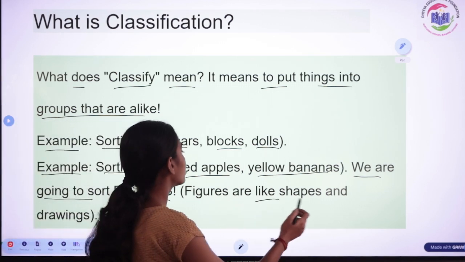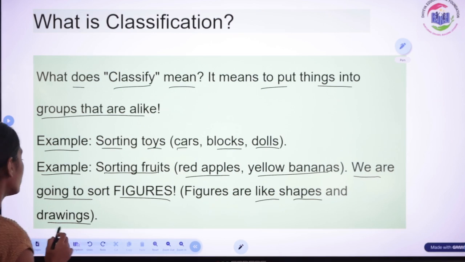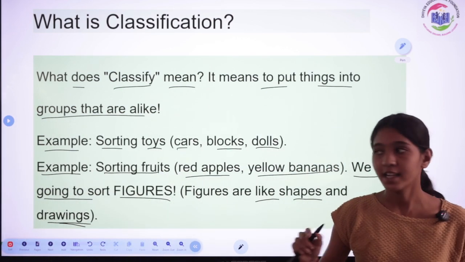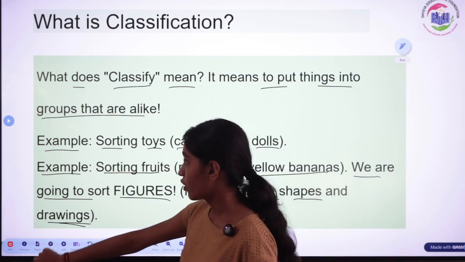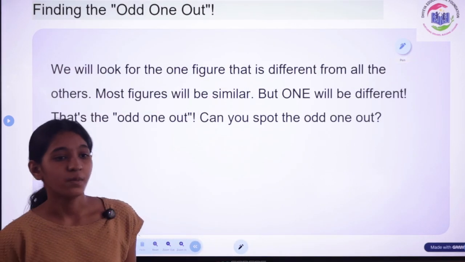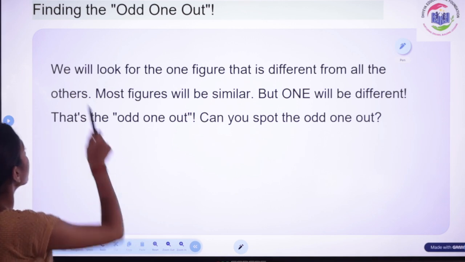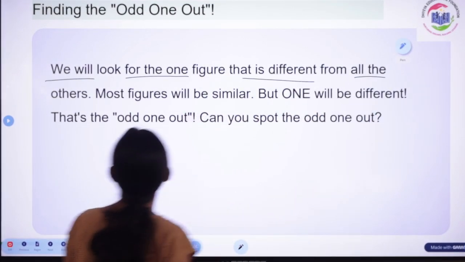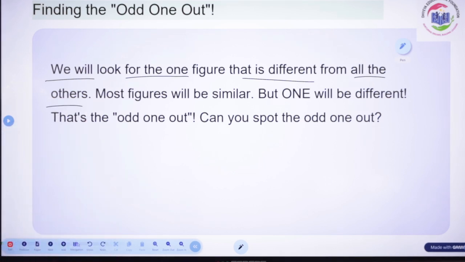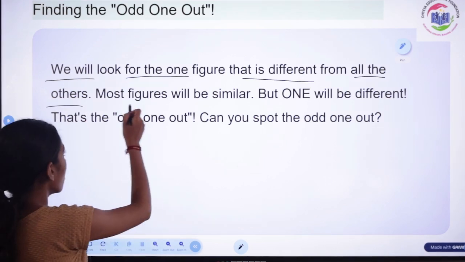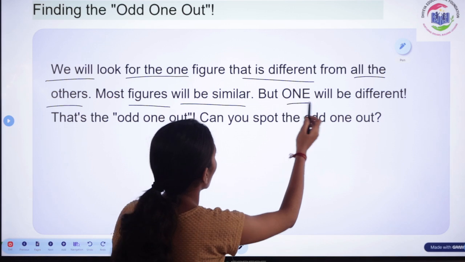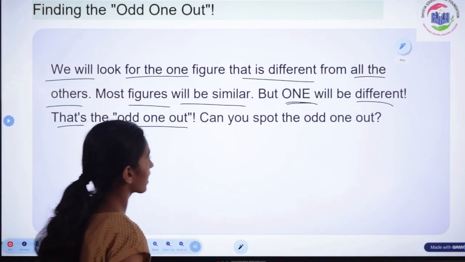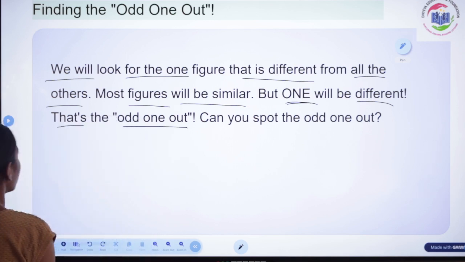Figures are like shapes and drawings, and the ones that look alike will be grouped together to find the odd one out, which is the one out of the group. We will look for the one figure that is different from all the others. Most figures will be similar, but one will be different. That's the odd one out. Can you spot the odd one out?